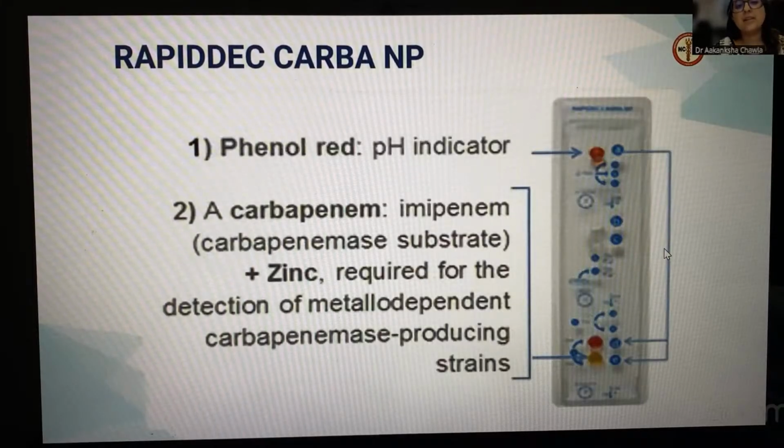Then there is the Rapidec CARBA-NP. It has a phenol red pH indicator, and you've used a carbapenem substrate like imipenem, and this requires zinc, like I told you, for detection of the metallo-beta-lactamase producing strains. Once you've inoculated the sample and put it on this CARBA-NP, it will change color. As you can see, the red has changed to orange, and then it changes to yellow, which tells you that the resistance is present.